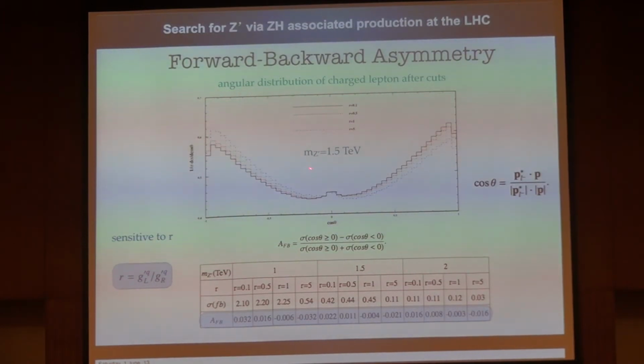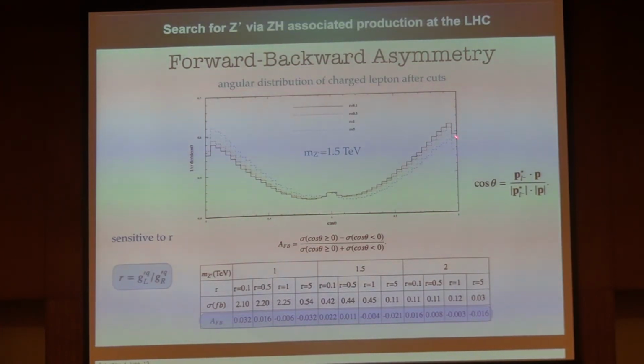Then we can see the angular distribution that we defined before. After imposing cuts, its behavior is distorted to some extent, but it's also with larger R, the leptons tend to move against the direction of the Z prime boosted direction. According to this angular distribution, we define a kind of asymmetry, which corresponds to the final state leptons. We can see that both this angular distribution and this AFB are sensitive to R.